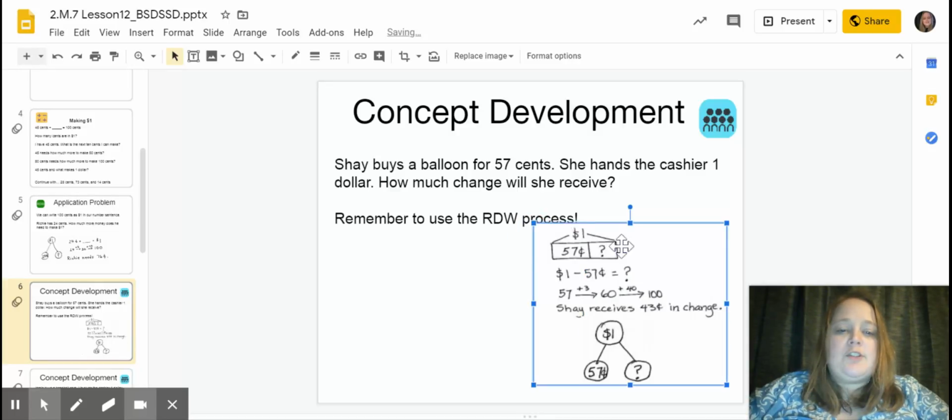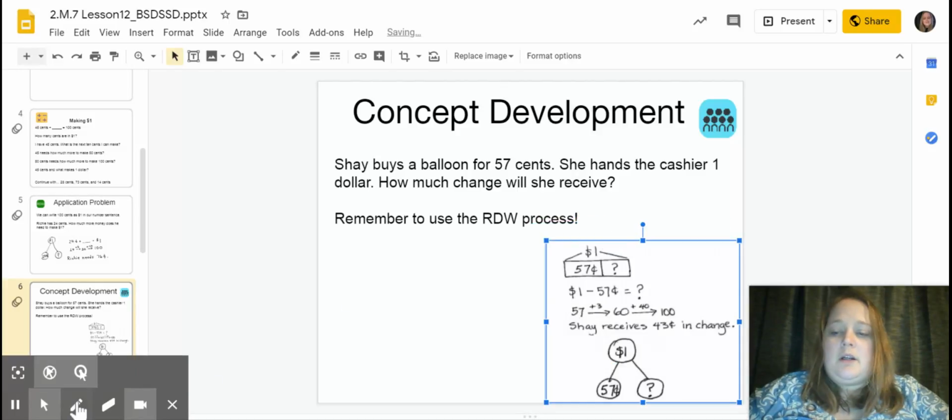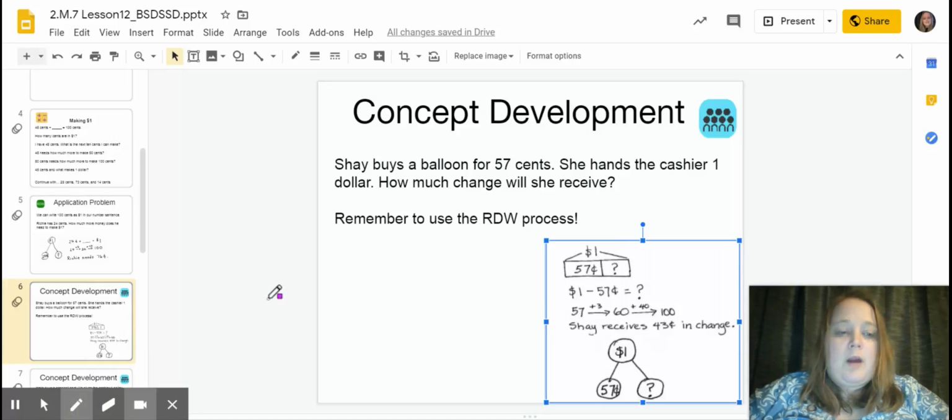So the first thing I want to do is think about that whole. Now in our last problem, we drew a part whole model, number bond. And now here we're showing that same way, except we're showing this with a tape diagram or a bar model.